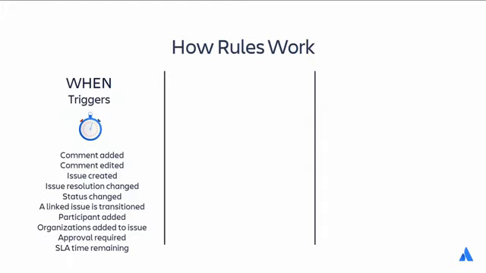Here is how rules work. Each rule works in a similar way. It performs actions based on specific events and conditions. Rules consist of a set of when, if, then configurations. The when portion denotes events that trigger the rule, such as when a comment is added or edited, when an issue is created, or when the status is changed. You can have multiple triggers in a rule.